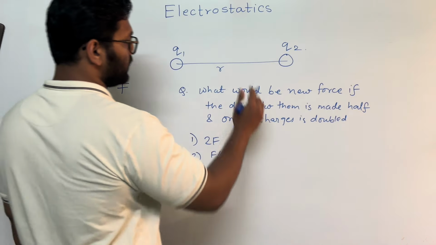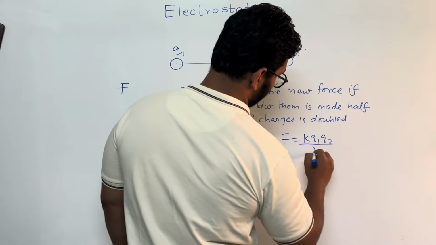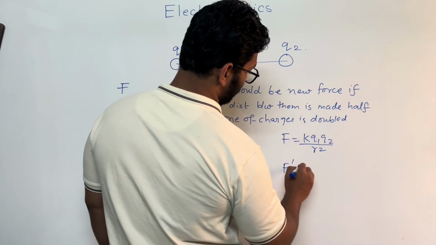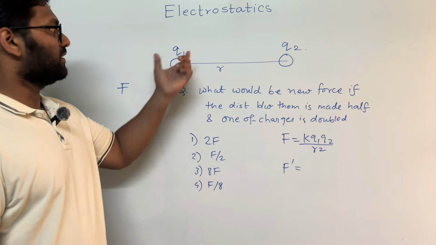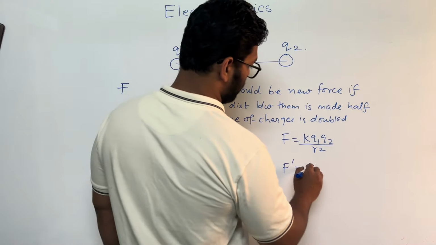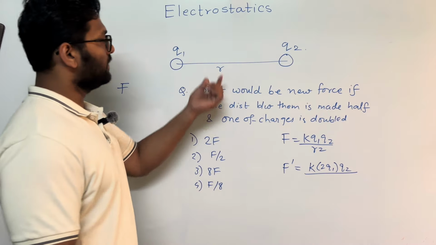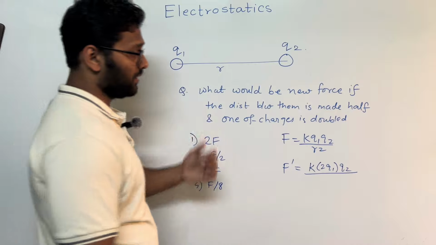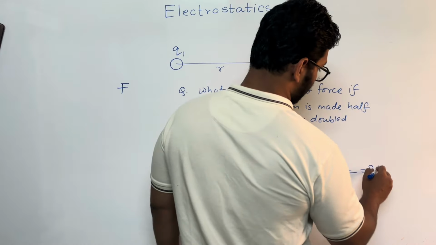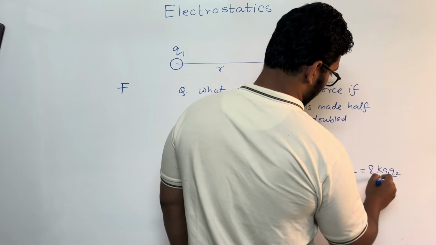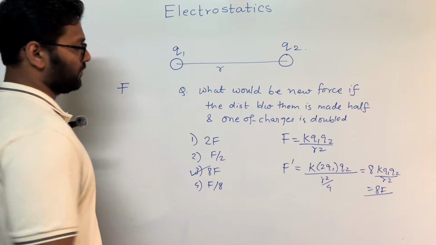Okay, so the two charges are Q1 and Q2. The force between them initially is K Q1 Q2 by R square. Now the new force is, let's say, F dash. One of the charges is doubled, so it will become 2 times Q1, and the distance is made half, so it is R by 2, which makes it R square by 4. So this is going to be 8 K Q1 Q2 by R square, which is 8 times F. So the answer is 8F.